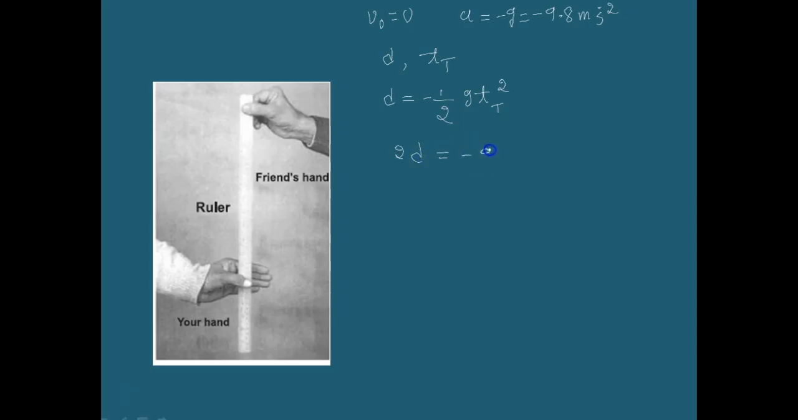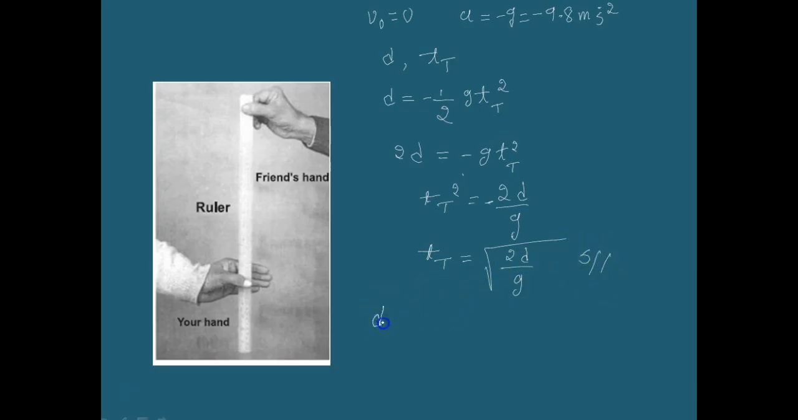2d minus g t square, and this minus g will take it here. Then we'll get 2d by minus g, and if we take this reaction time without considering the negativity, 2d by g seconds is the reaction time.